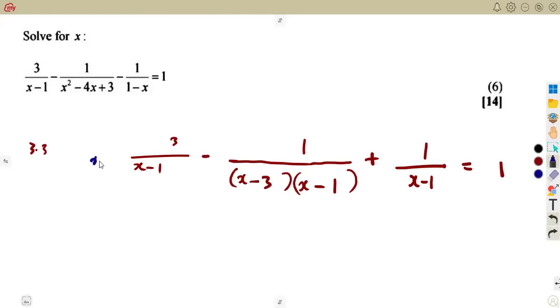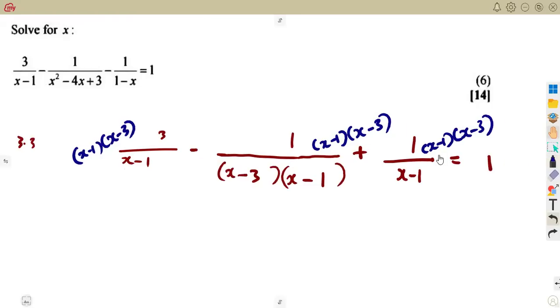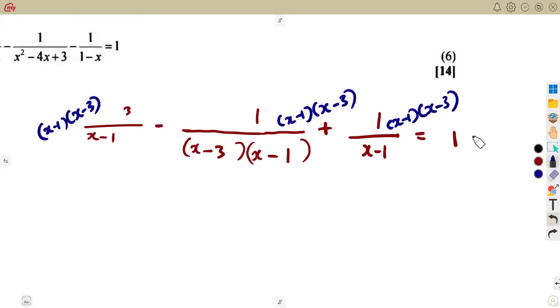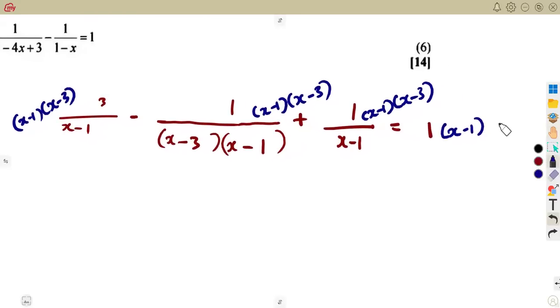So we multiply by the LCM, x minus 1 into x minus 3. Do not repeat the x minus 1 because it is appearing once. We do the same thing here, x minus 1 into x minus 3. Like I said, we could have combined that one, but most of you in the exam don't recognize this. You only realize this when I'm saying it like now. Then you'll be saying, why can't you do it?